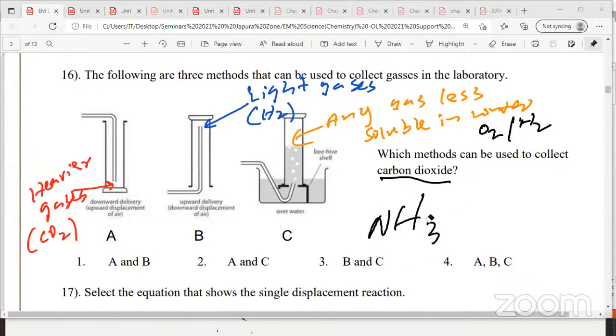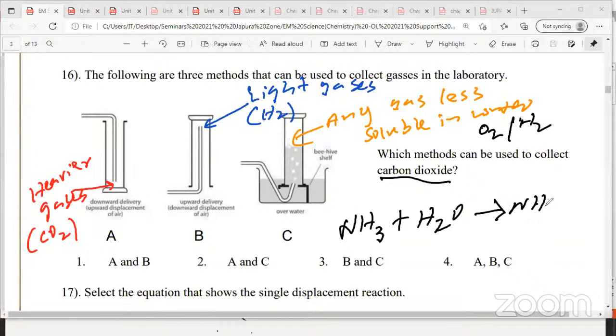Why? Ammonia is water soluble. Ammonia is a basic gas, please write down everyone. Don't mix up ammonia and ammonium. NH3 is ammonia, NH4+ is ammonium. Ammonia gas dissolves in water forming ammonium hydroxide, which is a weak base. So it's not suitable to collect ammonia gas underwater because it is more soluble in water than oxygen and hydrogen.